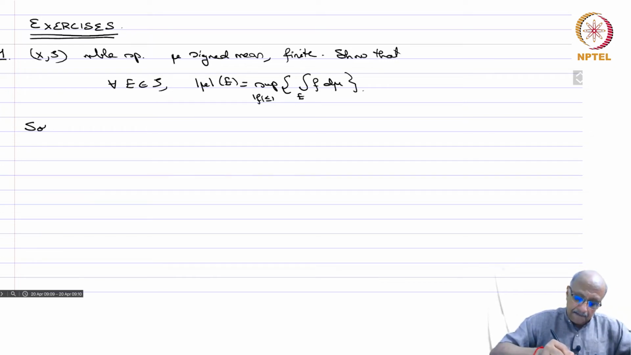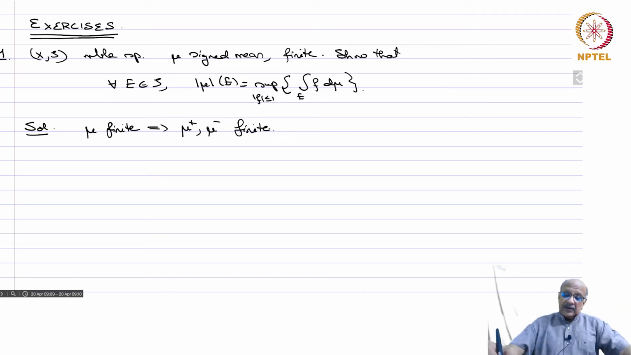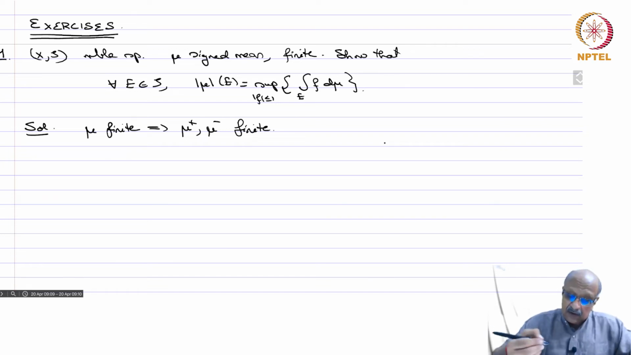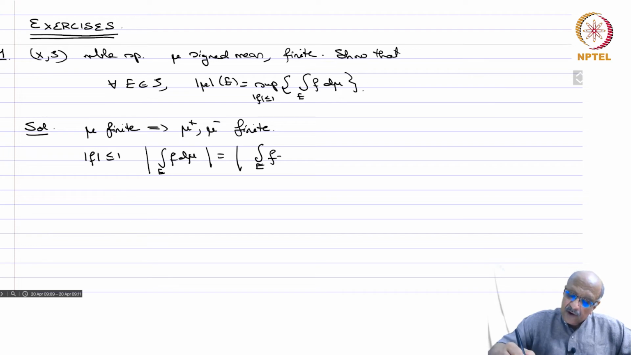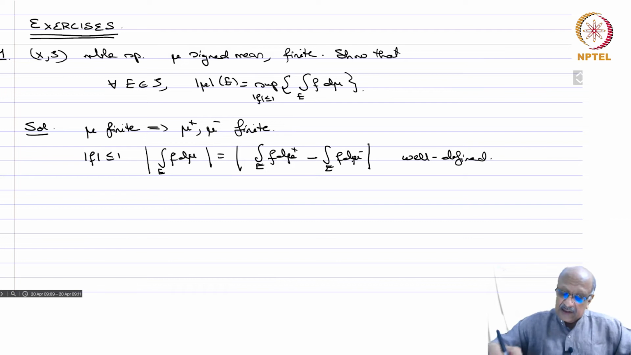So solution. So mu is finite, implies mu plus, mu minus are finite, because mu plus of E is mu of E intersection A. Mu of E intersection A is finite, and therefore similarly mu minus is also finite. And therefore, if mod f is less than or equal to 1, then integral f d mu over E is equal to integral over E f d mu plus minus integral over E f d mu minus, and both of these are well defined, because all these are finite.